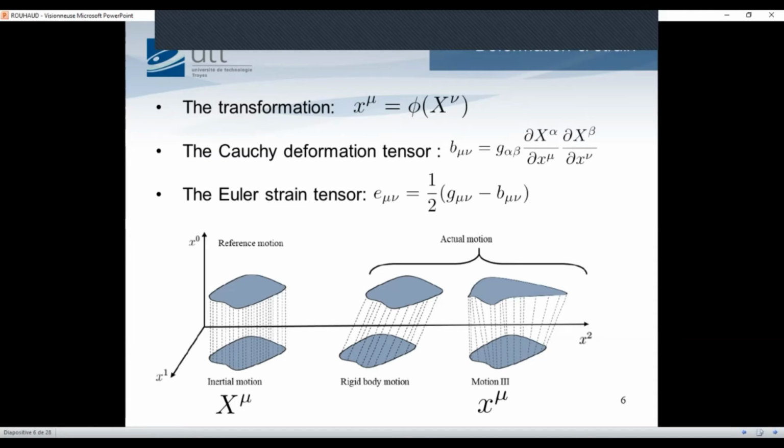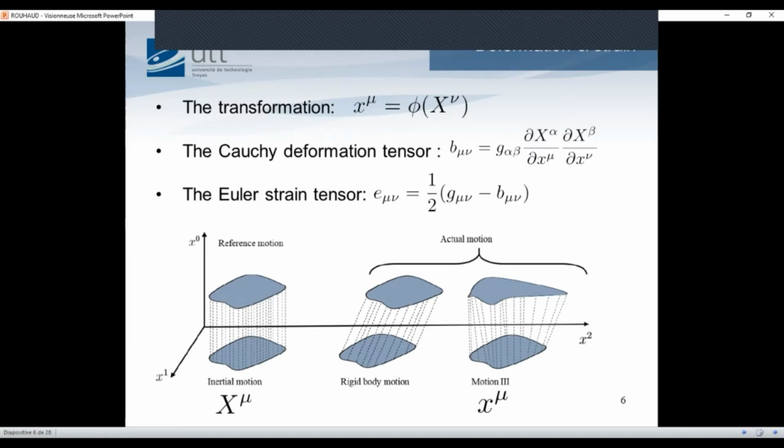So we construct a first motion here, which is a reference motion. You have here a 2D material evolving in space. And the reference motion is an inertial motion, meaning that there is no motion of the material particle here. The motion takes place only in time. And we can consider two motions. Here, a rigid body motion, a translation, and here, a deforming motion, where the shape here deforms in time.